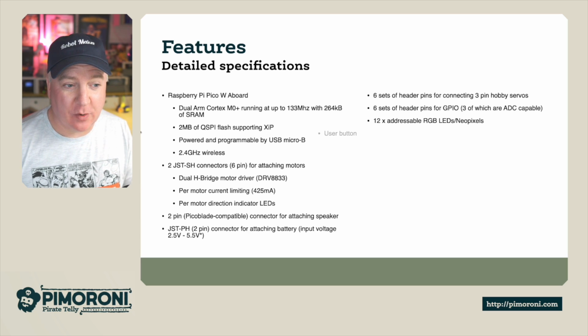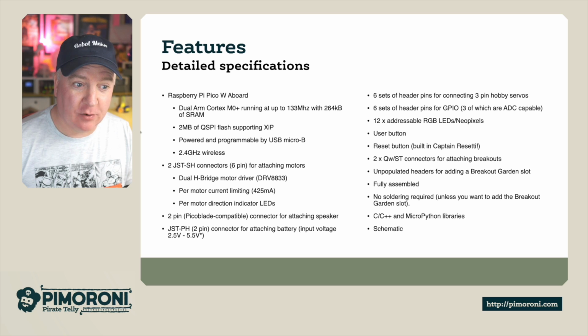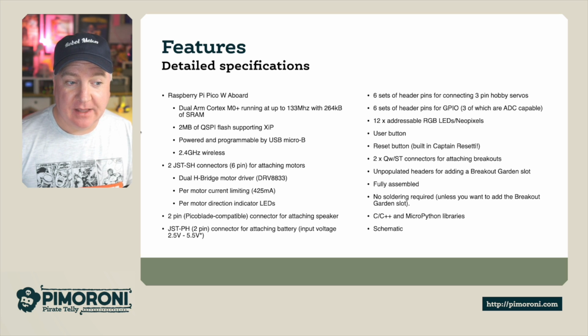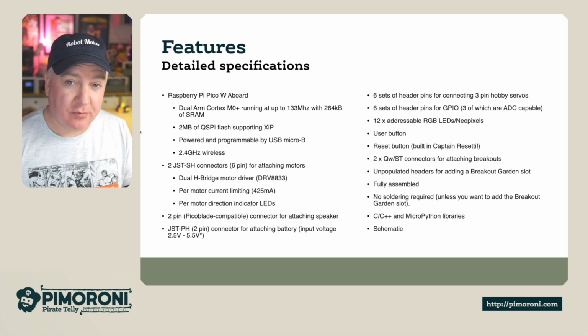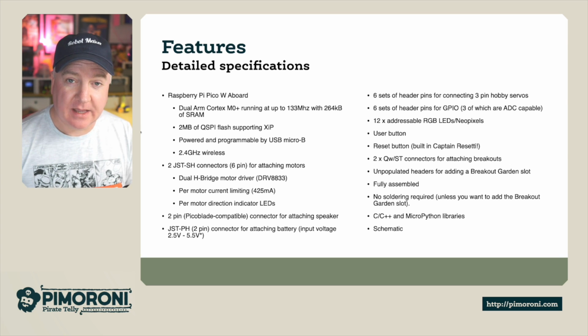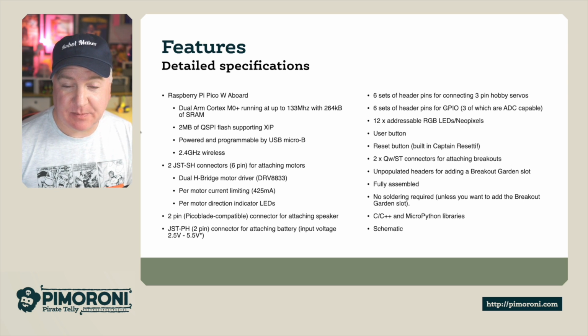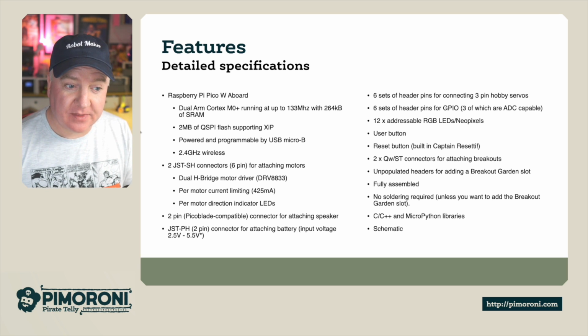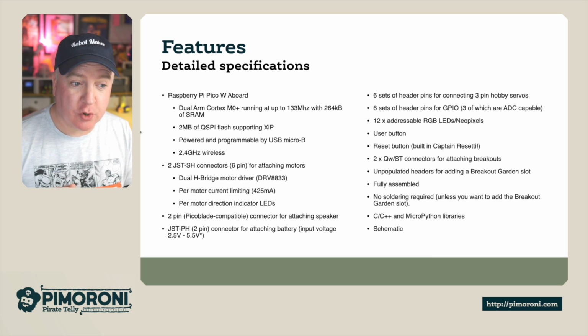So the Raspberry Pi Pico W board is a dual ARM Cortex M0 Plus running at 133 MHz with 264K of onboard SRAM. It also has an additional 2 megs of QSPI flash, which supports XIP, and it's powered and programmable by the USB micro B connector. It has 2.4 GHz wireless, and it has the 2 JST-SH connectors, which are the 6-pin encoder motor connectors for attaching motors. It has a dual H-bridge motor driver, the DRV8833, and it has per motor current limiting of 425 milliamps, and it has per motor indicator LEDs as well, so you can even see which direction the motors are turning in just by looking at the LEDs.